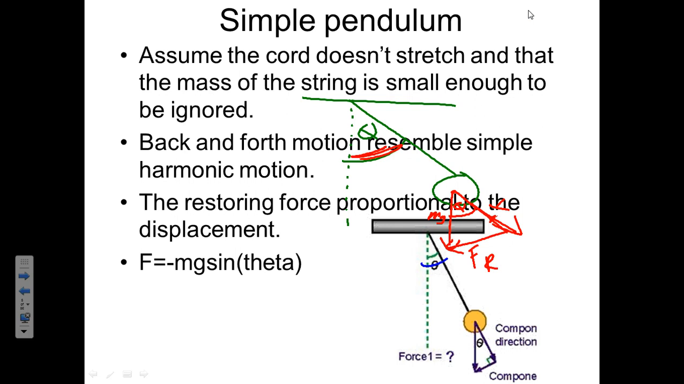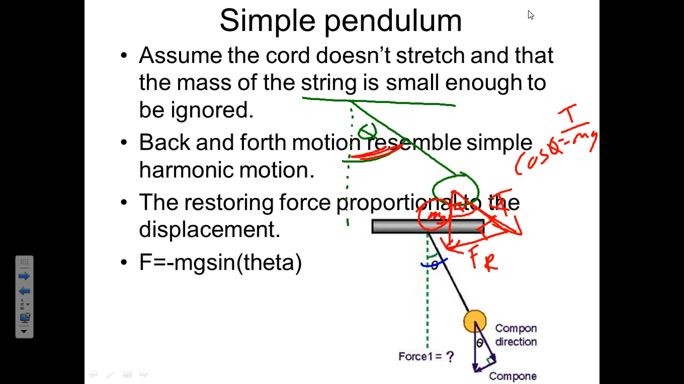This doesn't look like it, but that's a 90 degree angle right there. So how would we find the tension? We know the weight of the object. We could use cosine. Let's just call this big T here. We could say that the cosine of theta is equal to adjacent, which in our case is T, over hypotenuse, which in our case is mg. And we could find the tension.